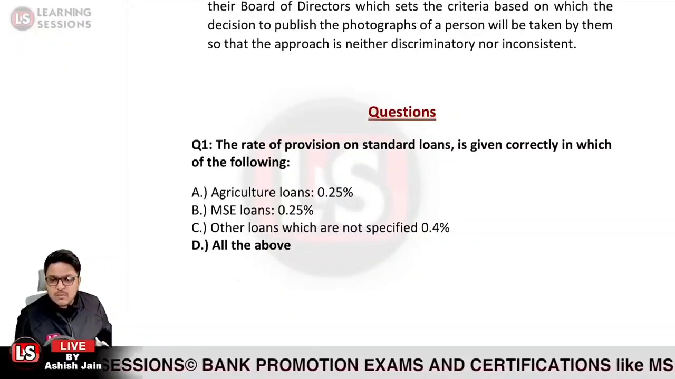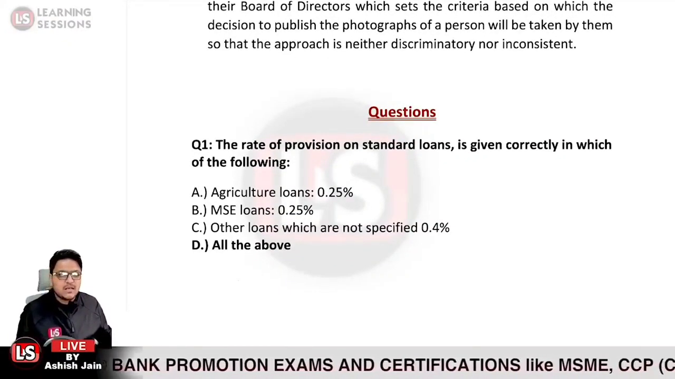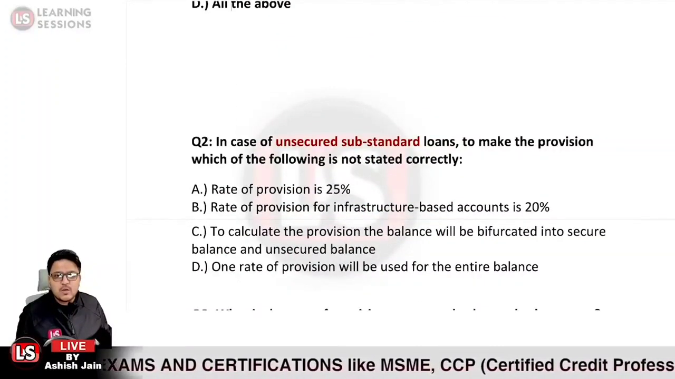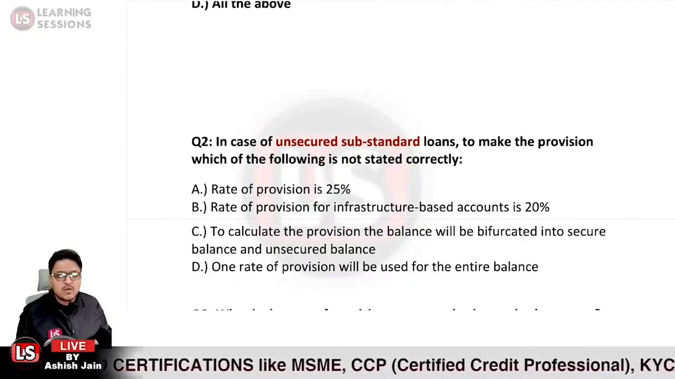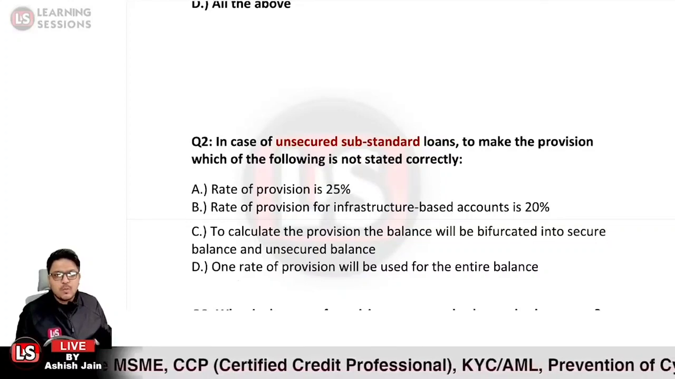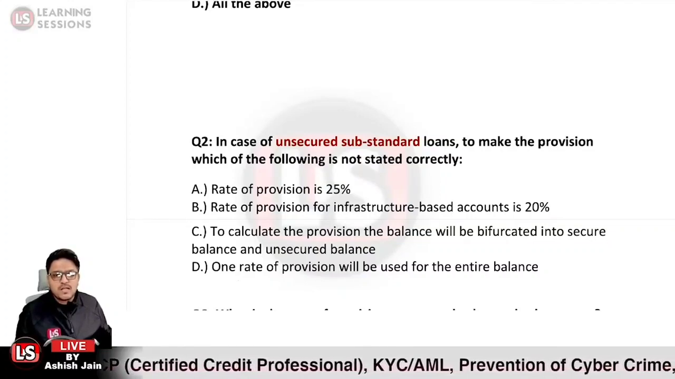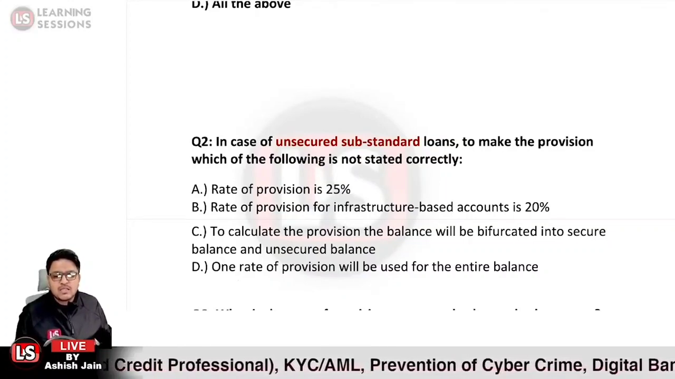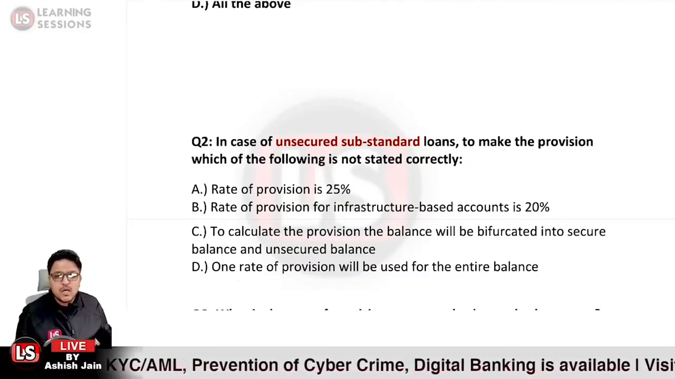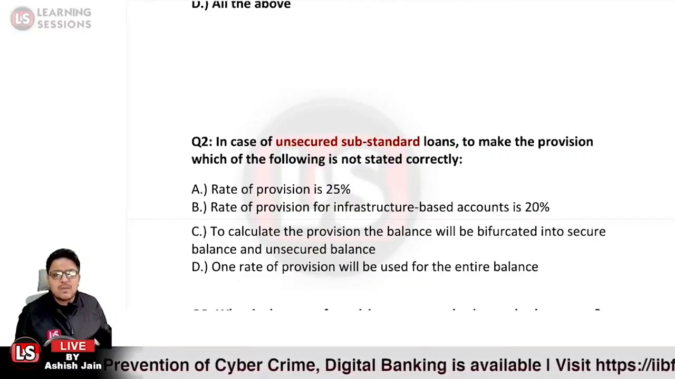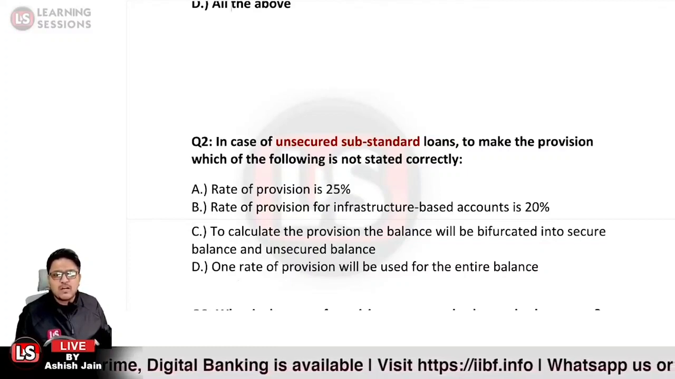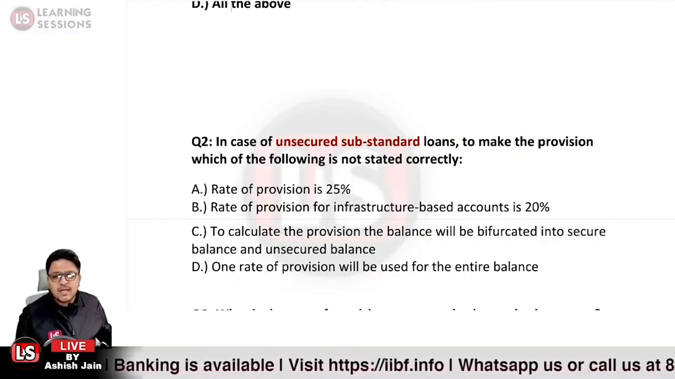So Ravi Nana Bala has answered correctly at the earliest. Second question, it says that in case of unsecured substandard loans, to make the provision, which of the following is not stated correctly? So rate of provision is 25%. Rate of provision for infrastructure based accounts is 20%. To calculate the provision, the balance will be bifurcated into secured balance and unsecured balance. And option D, that one rate of provision will be used for the entire balance.